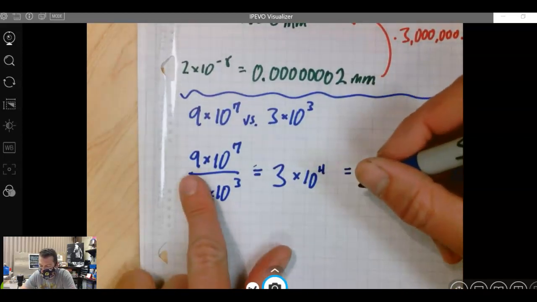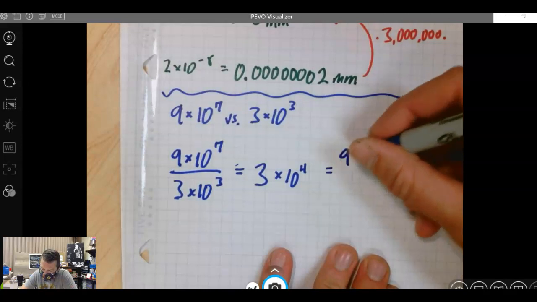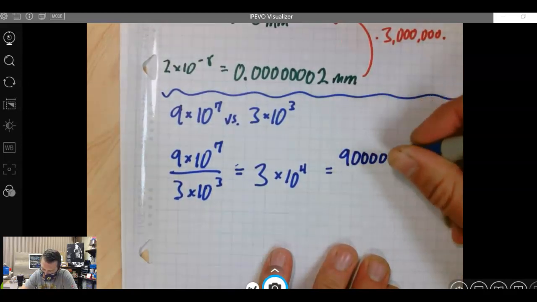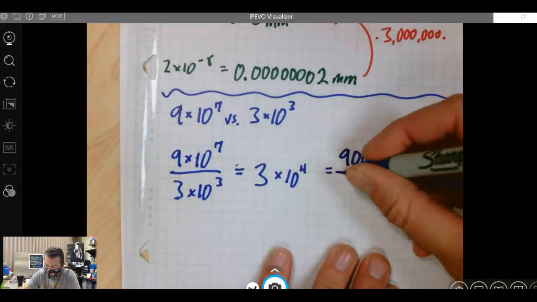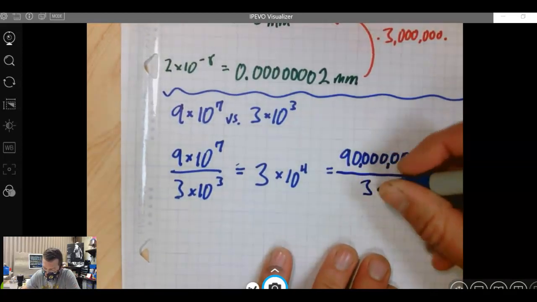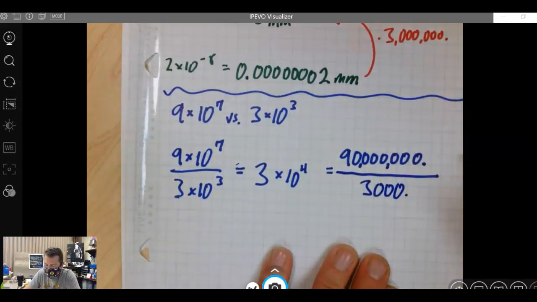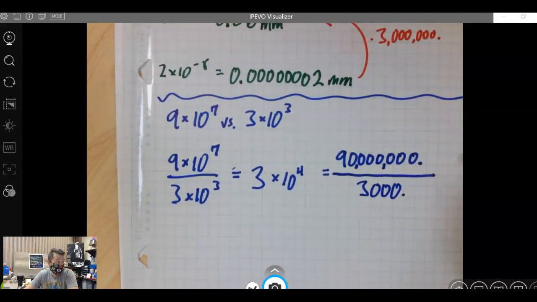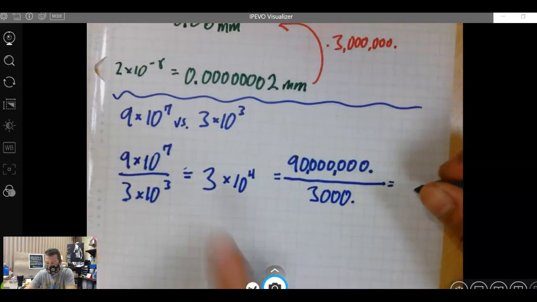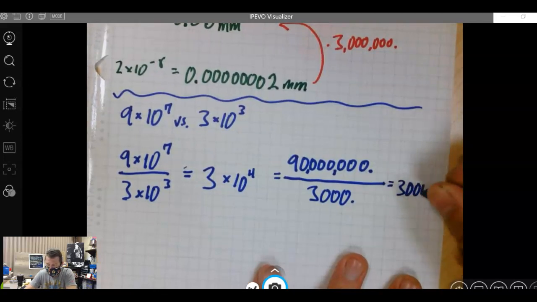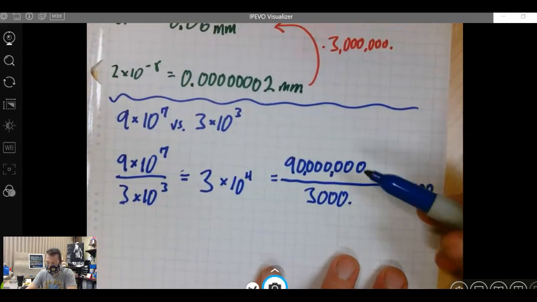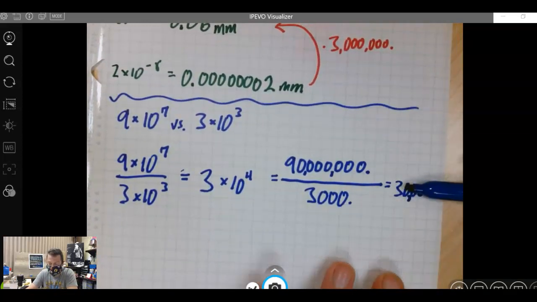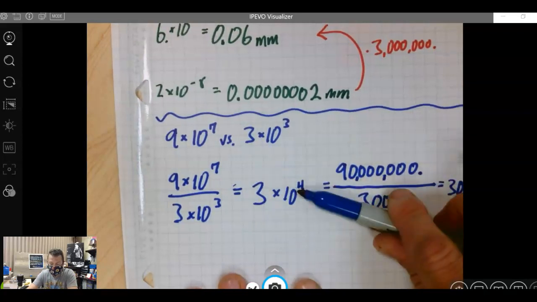Because in reality, this number is 9, 1, 2, 3, 4, 5, 6, 7. That's 90 million divided by 1, 2, 3. It's 90 million divided by 3,000 is what we're actually doing. The answer that we got, 3 times 10 to the 4th, is 30,000. Right? So instead of having to write these numbers out in standard form, we can just work in scientific notation.